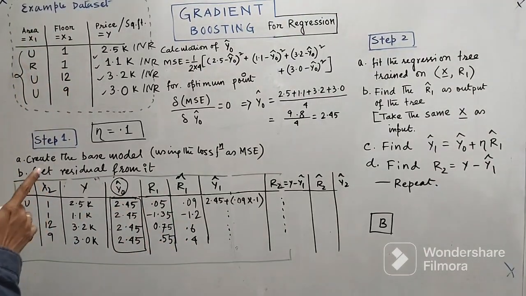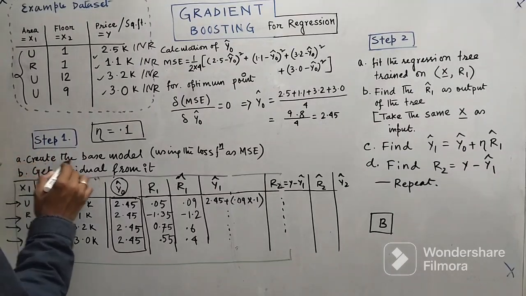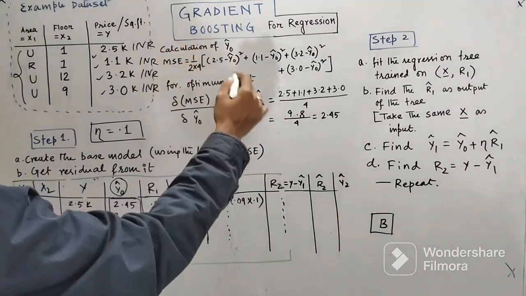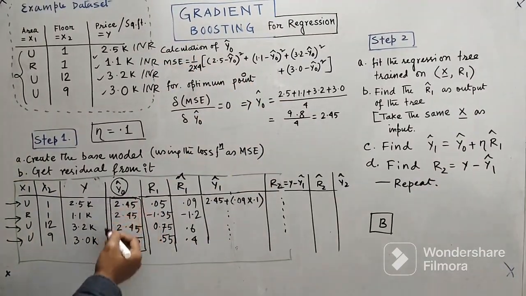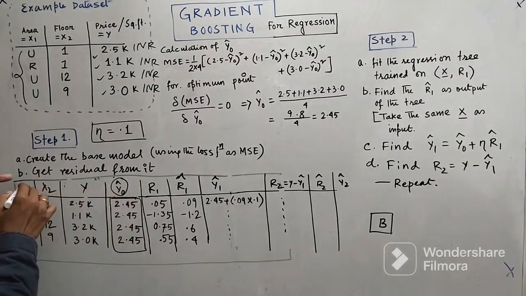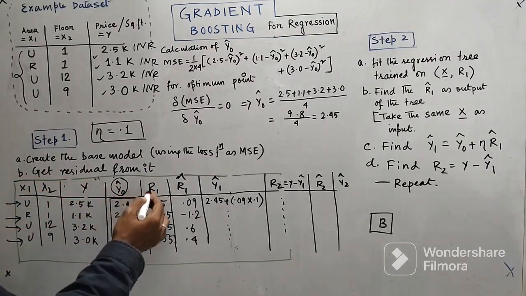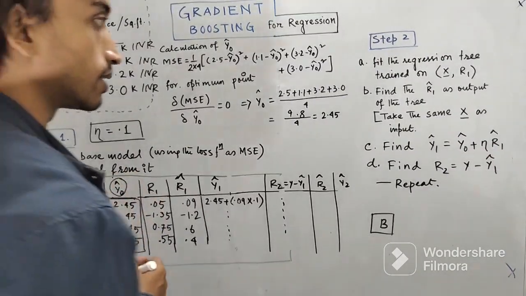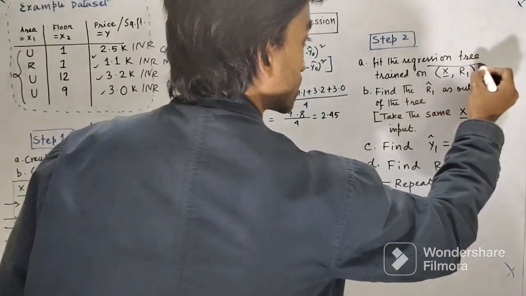In the first step, we create the base model using the MSE loss function. This is my base model output, the y predicted, and after this we get the residuals from it. Now what we have to do is fit a regression tree trained on these residuals.